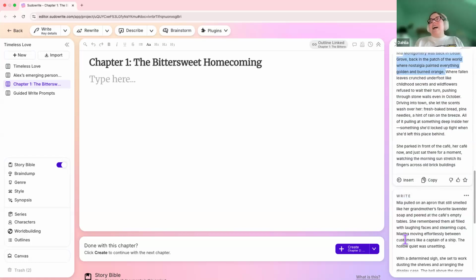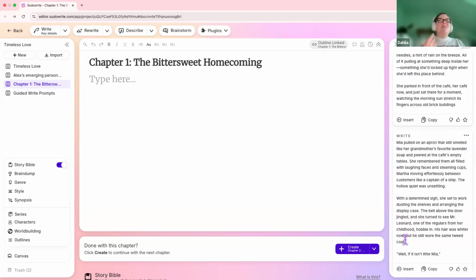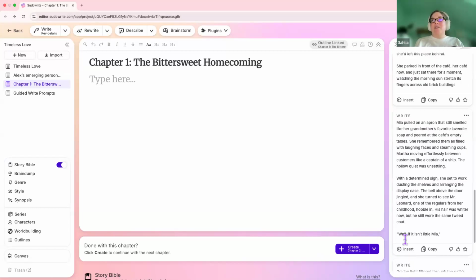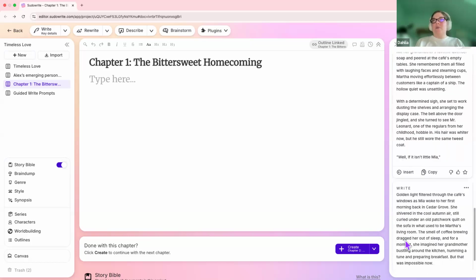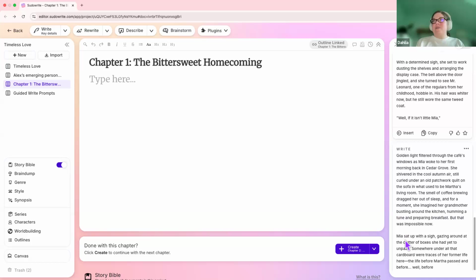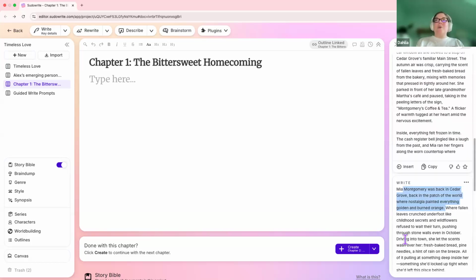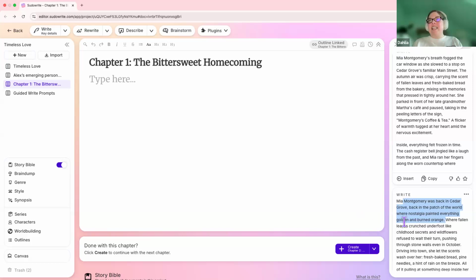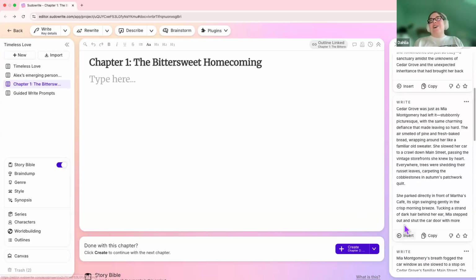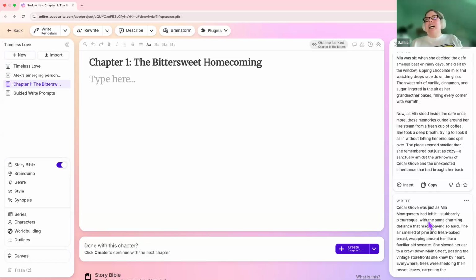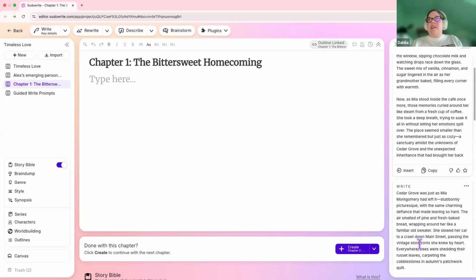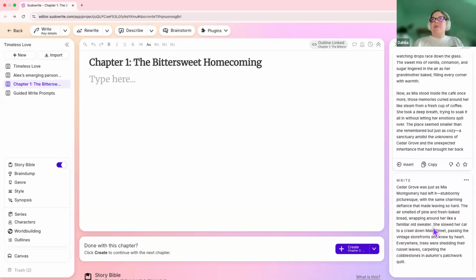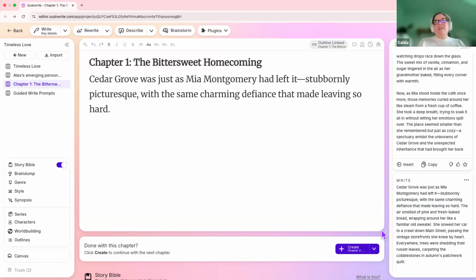This one's also good. I have to say that Muse is really good with giving us openings that are fresh compared to what you would get with a different model. But knowing what guided write prompts I have prepared, I would go with this beginning. Just grab this lovely first sentence: Cedar Grove was just as remembered. Leaving so.